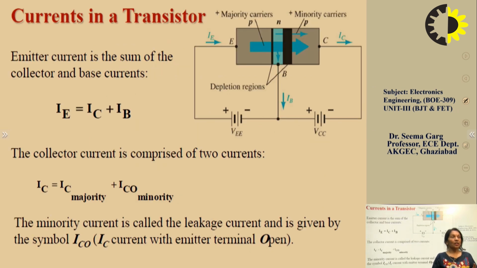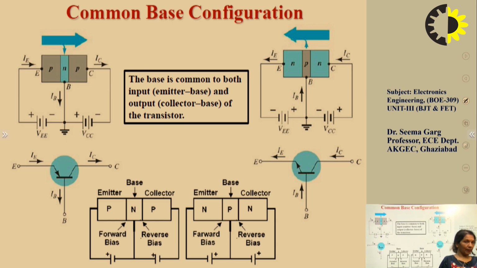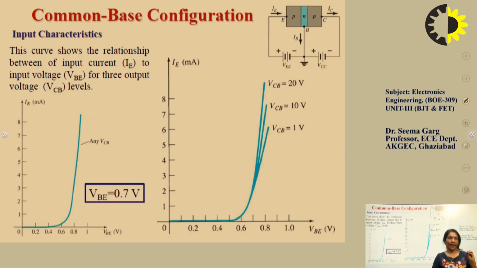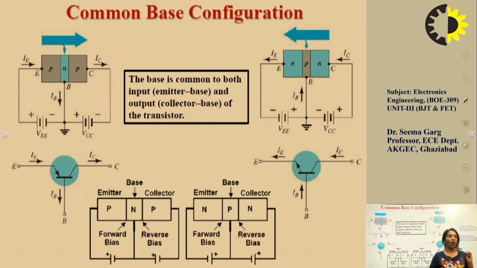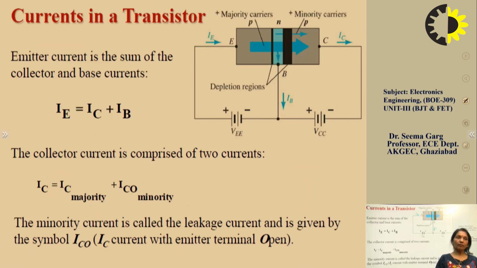So, the total current which is flowing in the circuit is the emitter current, which is the sum of the collector current and the base current. Because the thickness of the base layer is very small, and also the doping is very less, the base current is of a very small amount, of the order of microampere, and the emitter current and the collector current are of the order of milliampere.